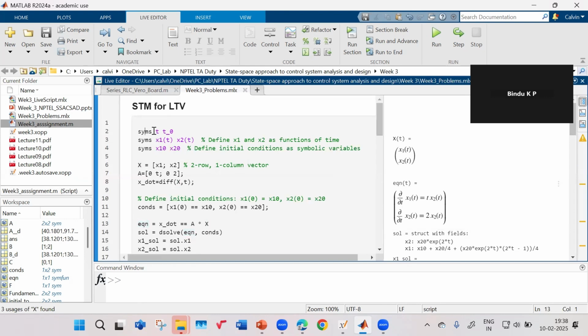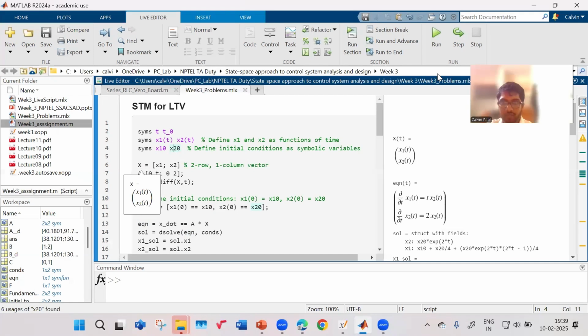So this is the symbolic math toolbox. I'm defining variables t and t naught. They are not showing here. So these are the variables t and t naught, and this is x1, state 1, as a function of t, and x2 also as a function of t. And x10 and x20 are the initial conditions. I've defined the initial conditions as symbolic variables. Now this is the state vector, x1, x2, and this is the A matrix, the system matrix, right?